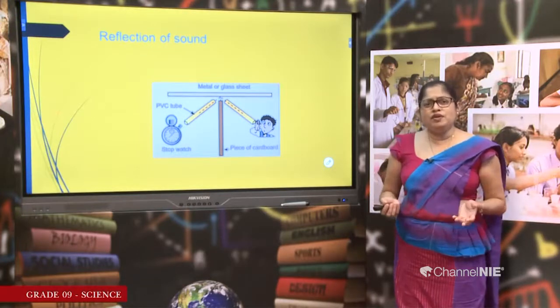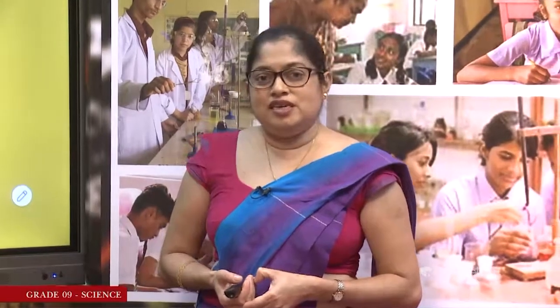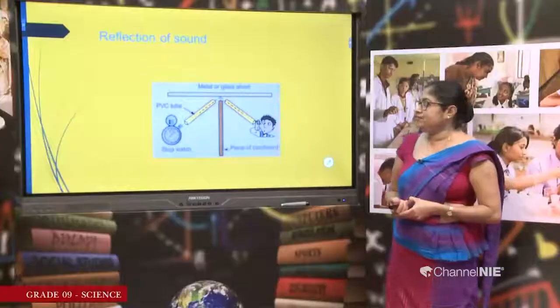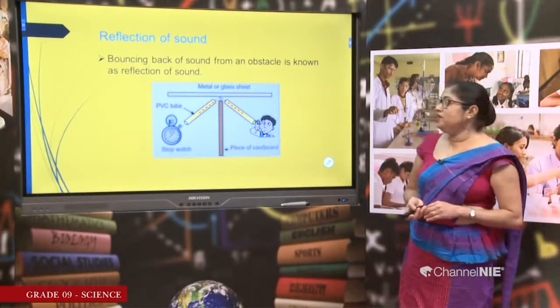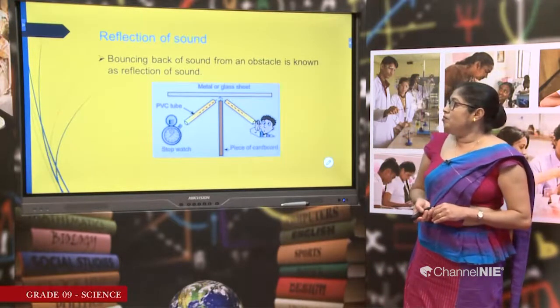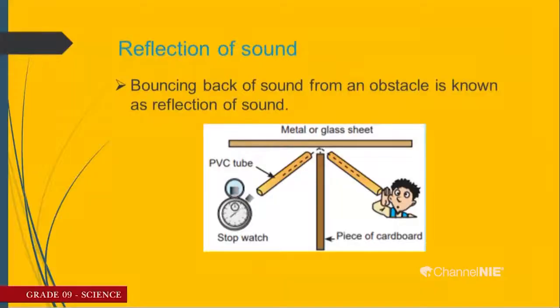So, what will happen when we speak? Does the sound also get reflected by the wall? Answer is yes. So, the next part of the lesson is reflection of sound. Let me define what the reflection of sound is. Bouncing back of sound from an obstacle is known as reflection of sound. So, sound is reflected when it strikes a surface.